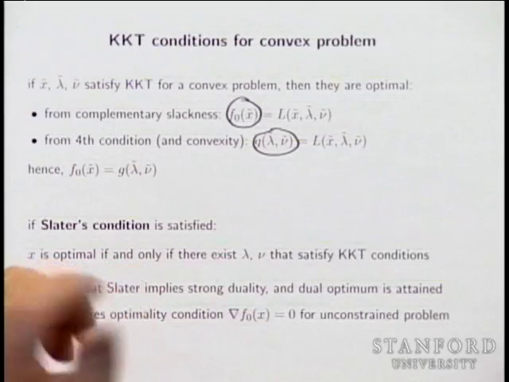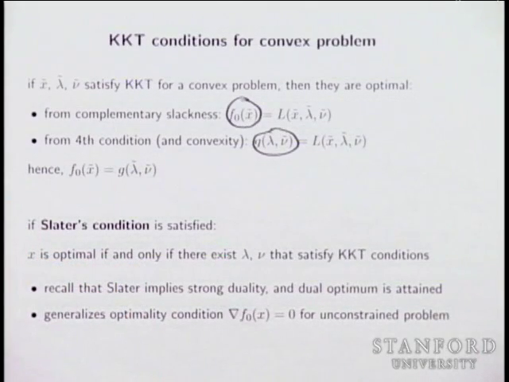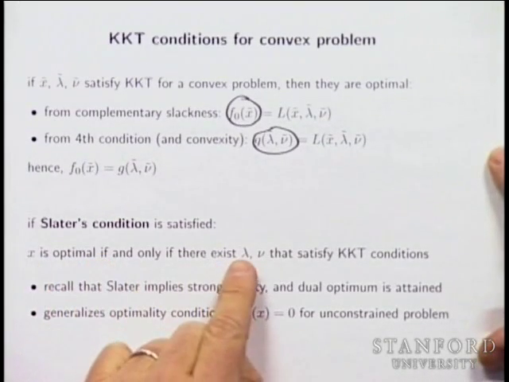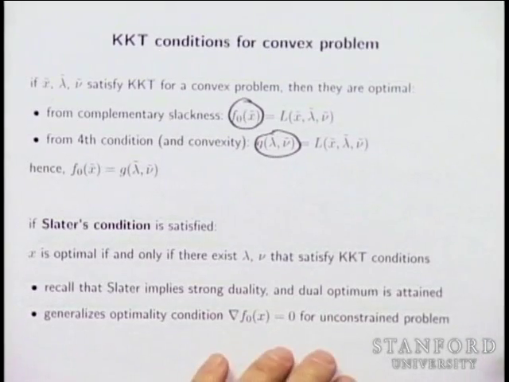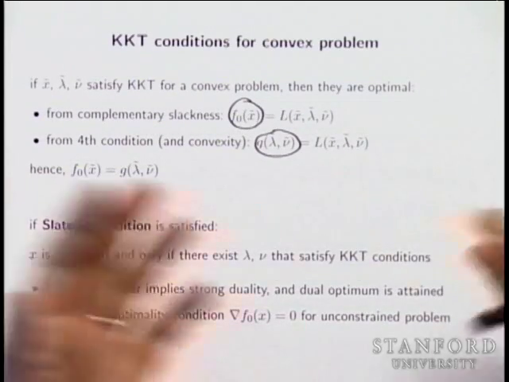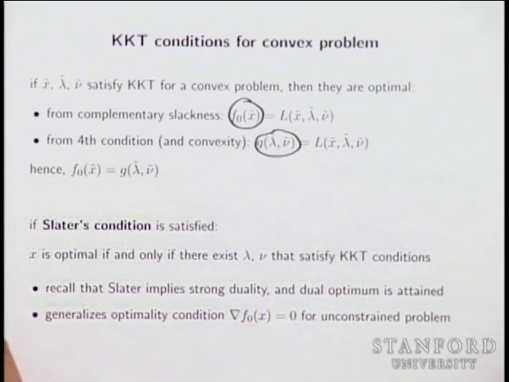However, if you say, I don't even want to hear about duality, I have my optimization problem, and I want to know when X is optimal, then if you want a one-sided statement that only focuses on X, it would be something like this. X is optimal if and only if there exist lambda, nu that satisfy KKT conditions. That is almost necessary and sufficient for a convex problem. It's not quite, because you have the possibility that, for example, Slater's condition doesn't hold and you have a positive duality gap and all that.